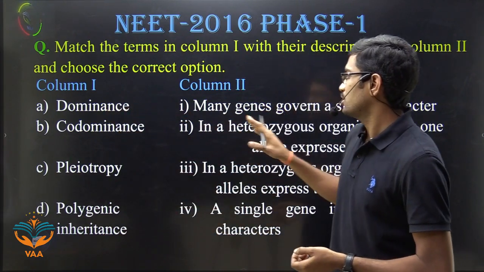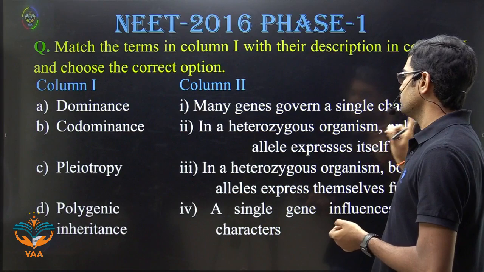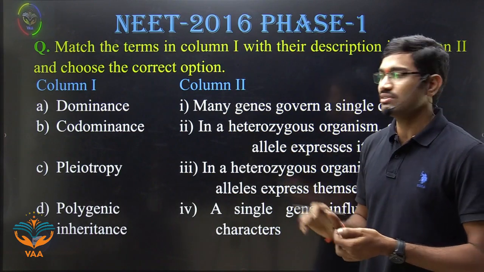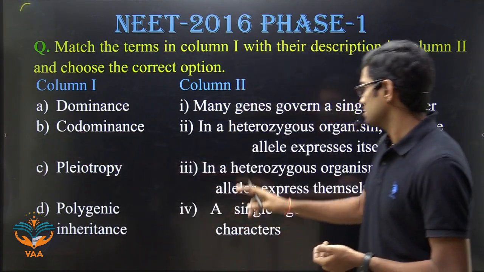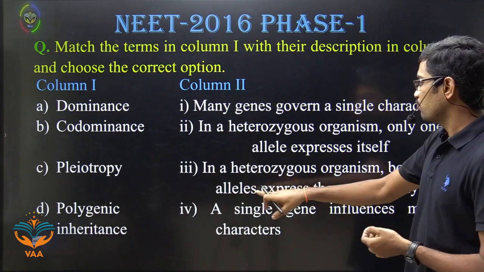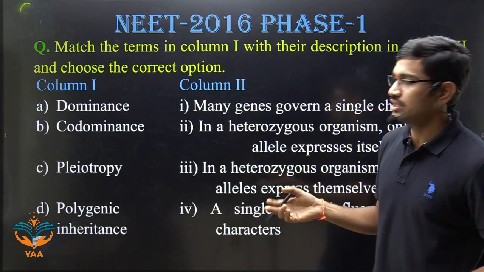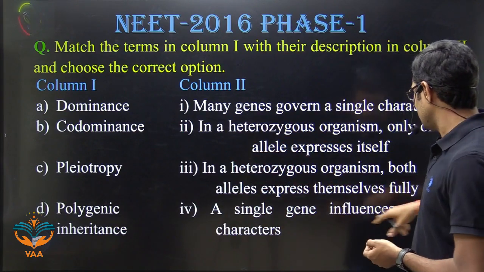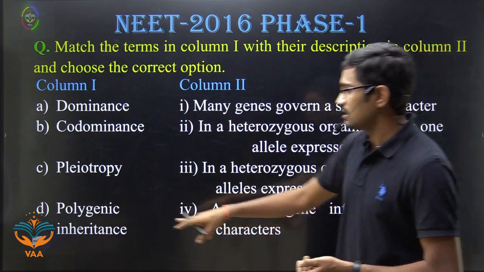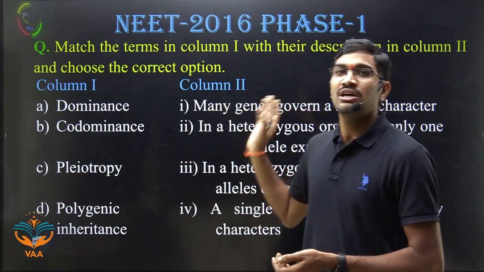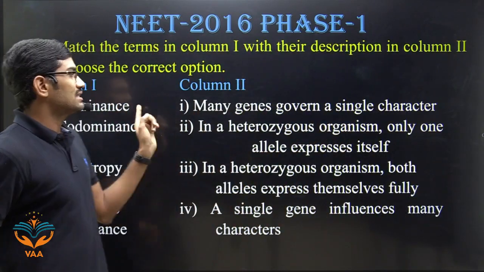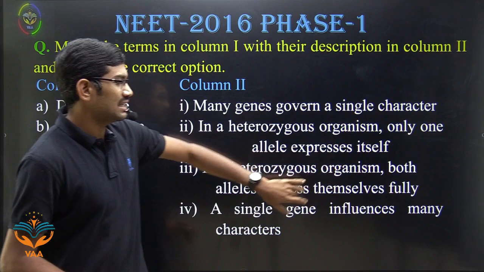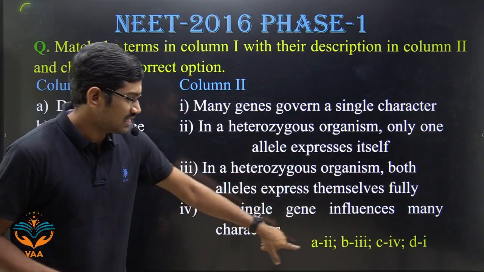So dominance: in a heterozygous organism, only one allele expresses itself. That is the dominance. Codominance: in a heterozygous organism, both alleles express themselves fully. So that is codominance. Pleiotropy means a single gene influencing many characters. Yes or no? Next one, polygenic inheritance means many genes control a single character. So many genes govern a single character. So that's why the correct matching is this one.